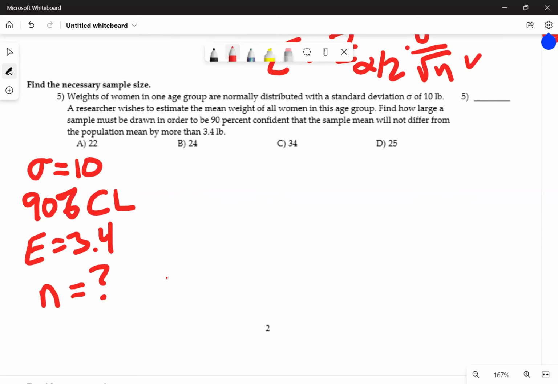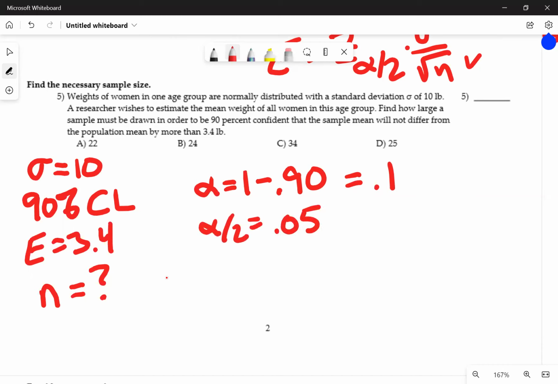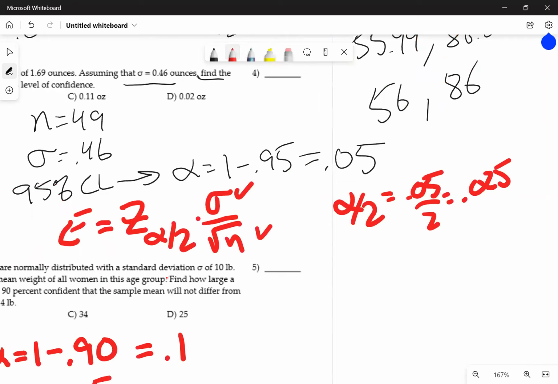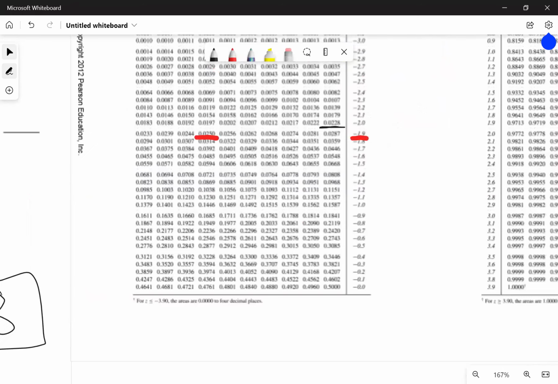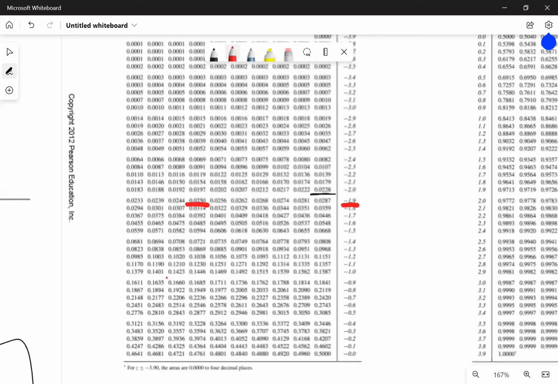Okay, so 90% confidence level. Remember, I need alpha, which is 1 minus 0.90, which is 0.1. But I need alpha over 2 because I look for Z of alpha over 2. So alpha over 2 is 0.05. So I need Z of 0.05. So I come over to my chart. I look for 0.05.